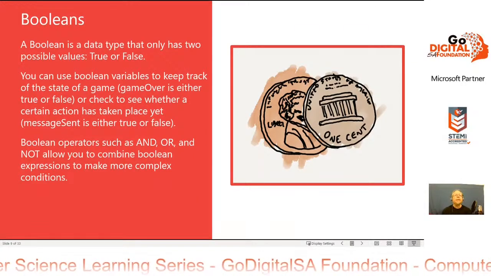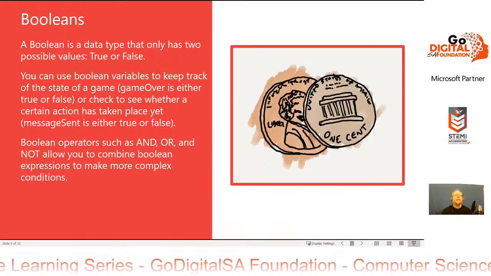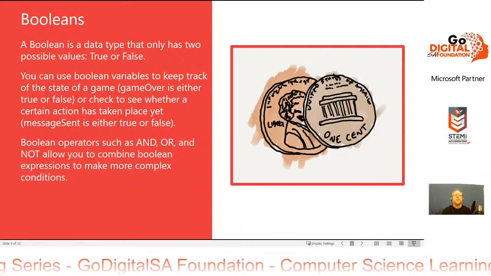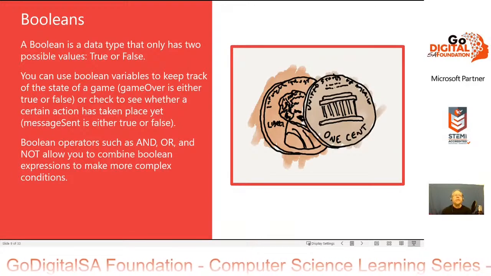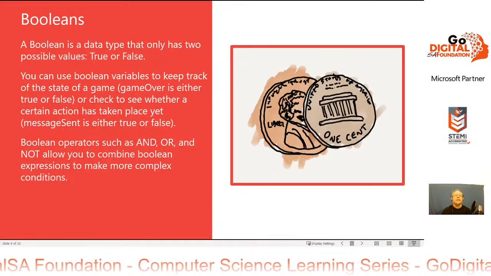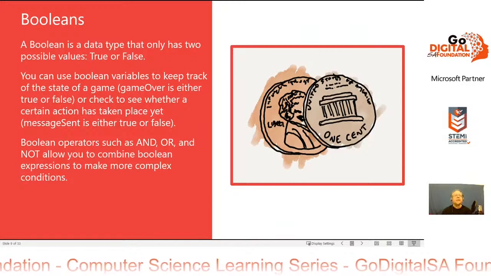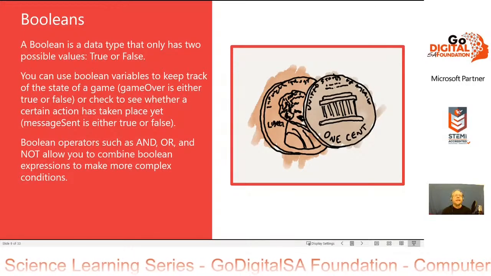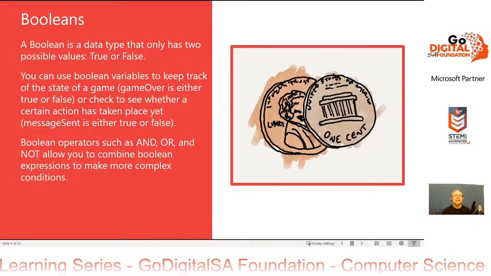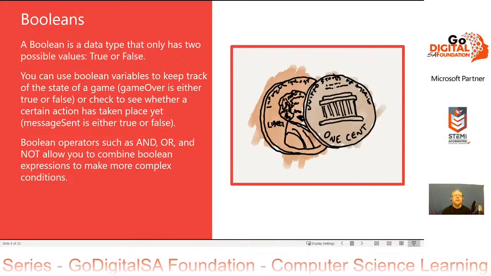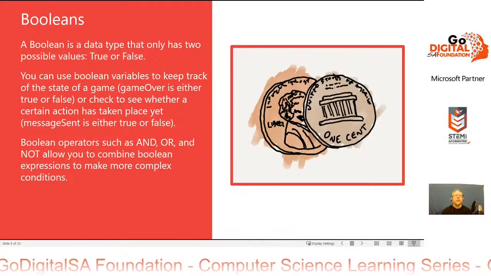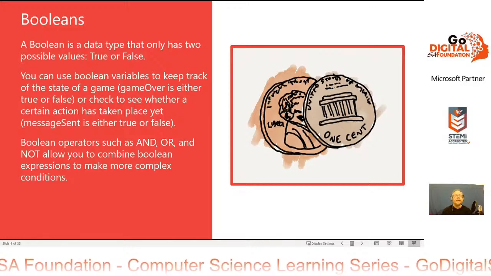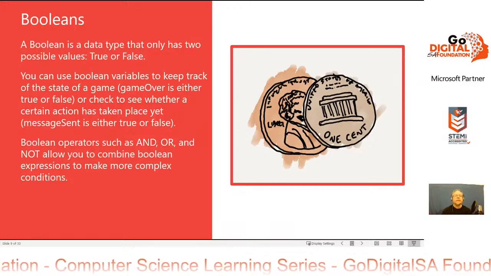Booleans. A boolean is a data type that only has two possible values, true or false. You can use boolean variables to keep track of the state of a game. Game over is either true or false, or check to see whether a certain action has taken place yet. Message sent is either true or false. Boolean operators such as and, or, and not allow you to combine boolean expressions to make more complex conditions.